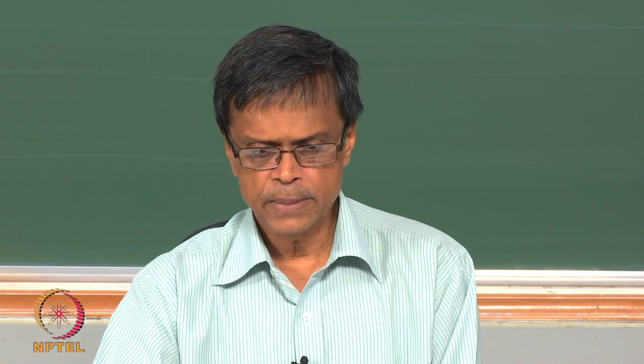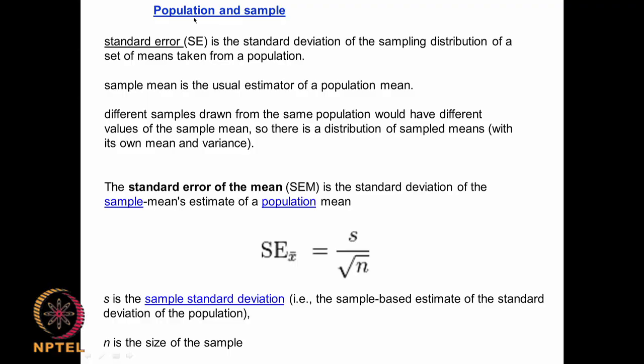We also need to know the population and sample. I'm coming back to the same thing again. So if I draw a sample from a population and take the mean, I'll get some mean. If I take another set of samples, I'll get a slightly different mean. Then if I take another set of samples, I'll get a slightly different mean. So these means will have their own mean and variance. The mean of all these means is a good representation of the population mean, but the variance is not really an exact representation of the standard deviation of the population.